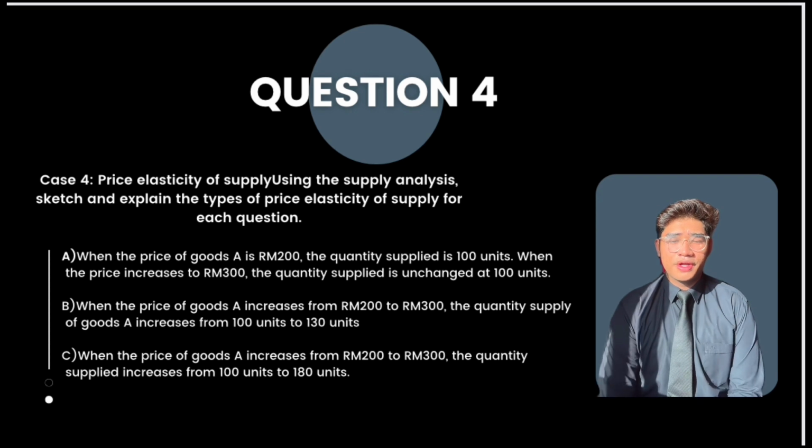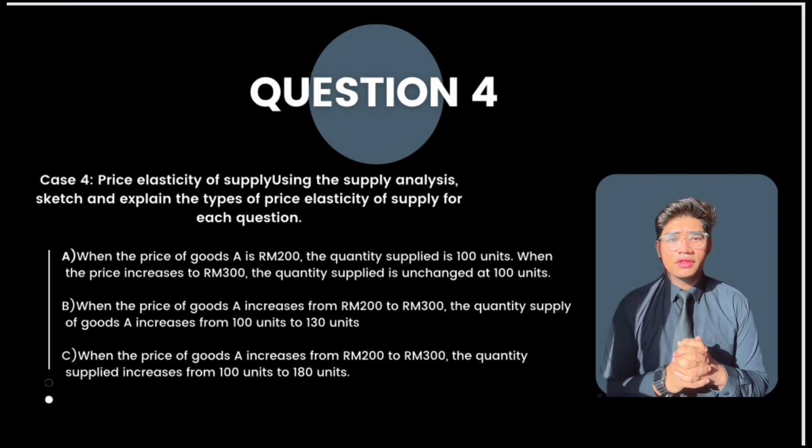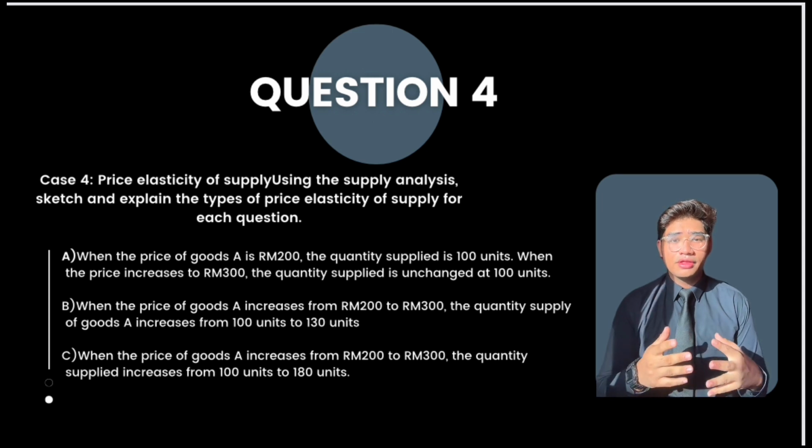Case 4. Price elasticity of supply. Using the supply analysis, sketch and explain the type of price elasticity of supply for each question. Question A. When the price of good A is RM200, the quantity supplied is 100 units. When the price increases to RM300, the quantity supplied is unchanged at 100 units.